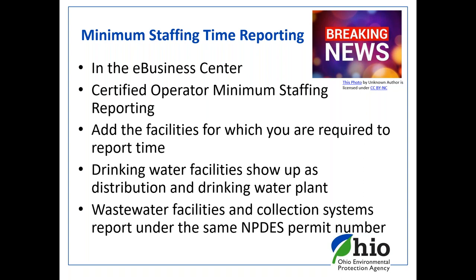And you can go in and add the facilities that you're required to report your time for by searching either under the NPDES permit number or searching under the public water supply ID, and you can then go in and report your time. So drinking water facilities show up as the water plant or the distribution system, and wastewater facilities and collection systems all get reported under the same NPDES number. So on drinking water, you have two separate, but in wastewater, you have just one under the permit number.